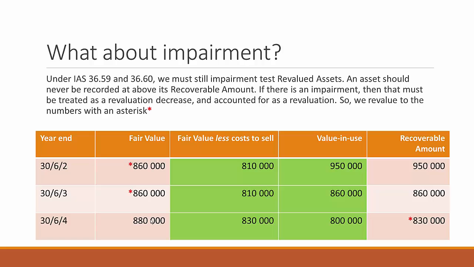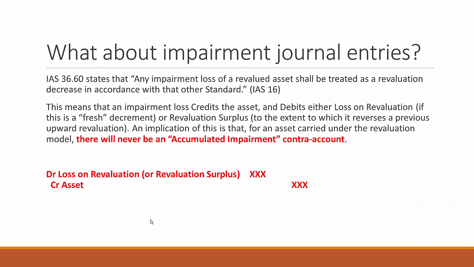But in practice, there's a recoverable amount that is 830, and we can never record an asset at above recoverable amount. So when setting the target of the revaluation process, we choose fair value unless recoverable amount is smaller. If recoverable amount is smaller, then the target of the revaluation is the recoverable amount. That's what we want to get the carrying amount to. So in the first year, we would revalue to 860, in the second to 860, but in the last one, we would revalue not to 880, but to 830.